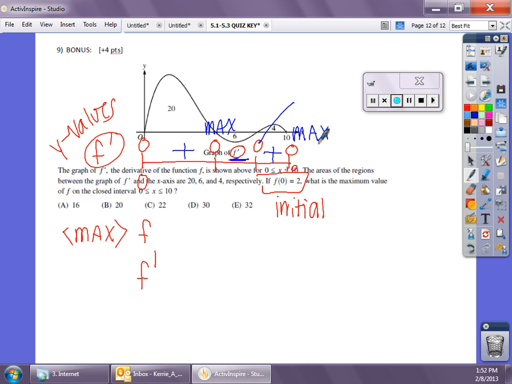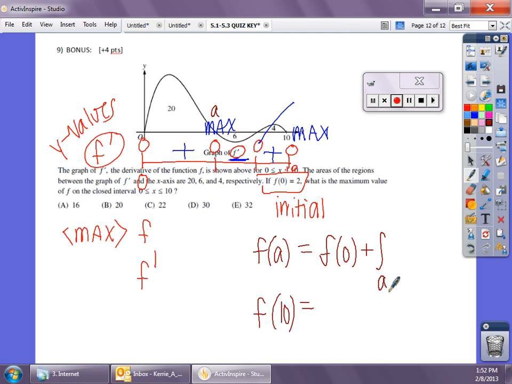So my issue of finding the absolute max would be that I have to compare f of, let's call this point right here A, and I have to compare it to f of 10. So we're doing plain old integrals. So that would be the same as saying, given an initial value, which I think they gave me, f of 0, then to find f of A, I would take the integral from 0 to the value A of the function's graph right there. So f of 0 plus the integral of f prime dx, let's say. And this one, same thing. I would do the initial value plus the integral.